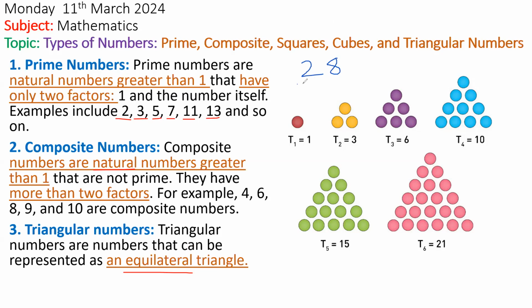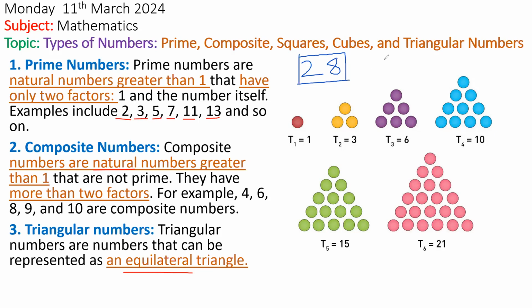Composite. Prime, composite, or triangular? 28. What y'all think? Composite. Why? Because there are numbers in the times table that go into 28. Very good. It has more than two factors, right? Let's look at the next number.